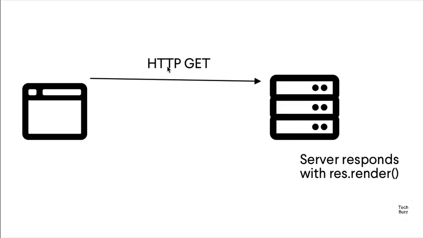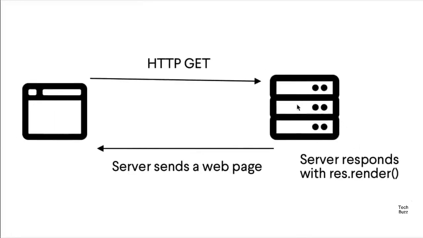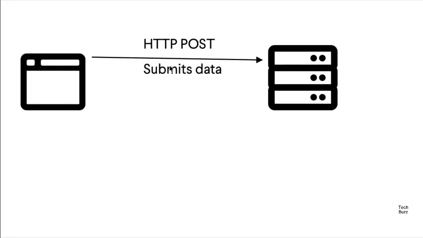When we make an HTTP GET request, the server typically responds with a resource, such as a JSON object or an HTML file. And in our current scenario, we are interested in sending back an HTML web page, and we use the Express.js specific method called res.render. A res.render will generate an HTML page, and our web server will respond back to the browser request with a web page.